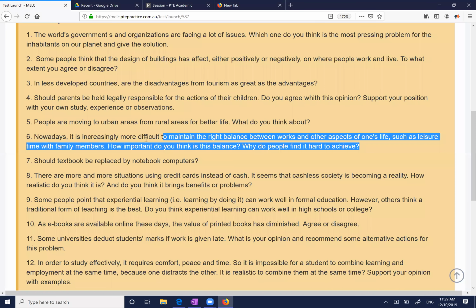Nowadays, it is increasingly more difficult to maintain the right balance between work and other aspects of one's life, such as leisure time with family members. How important do you think is the best balance? Why do people find it hard to achieve? So it is asking for reasons. And what are the consequences? Yes, so it is a reason and effect question. So therefore it is descriptive.